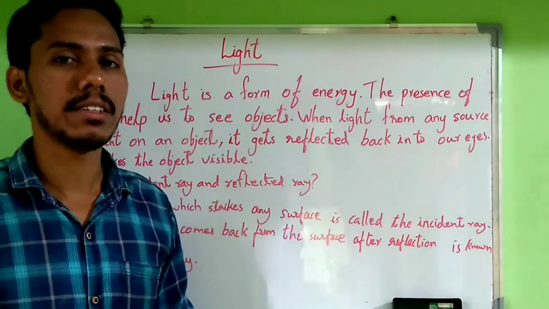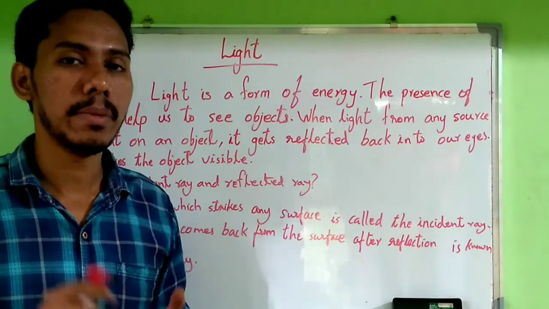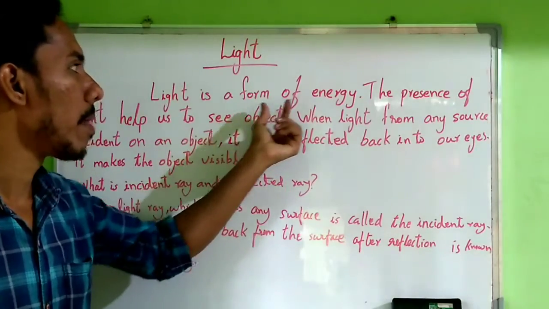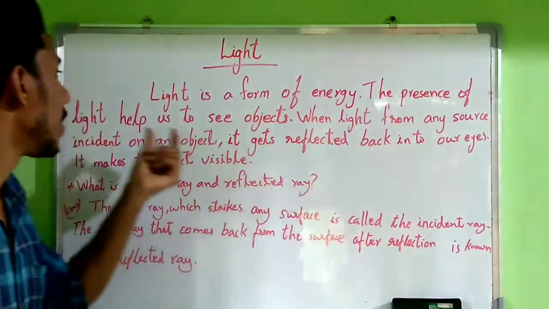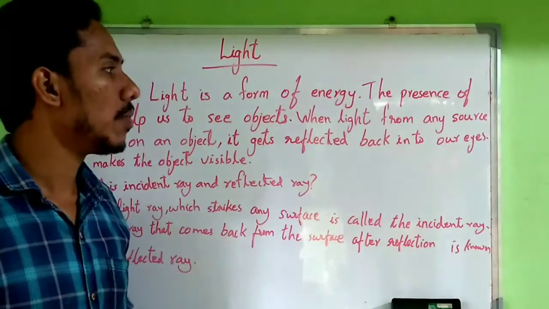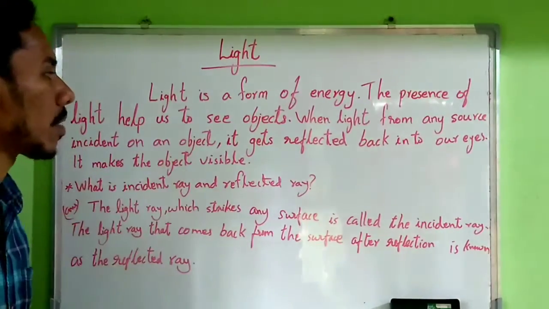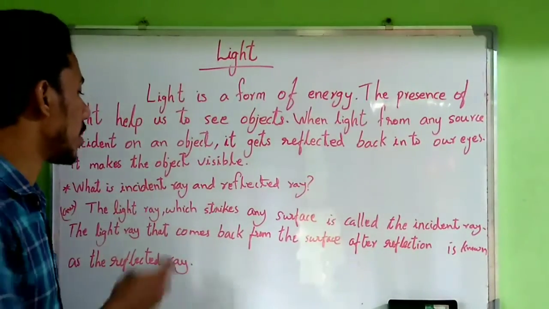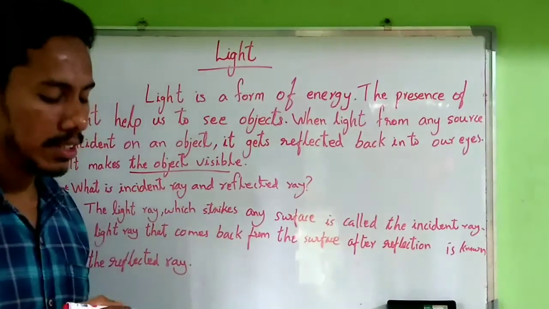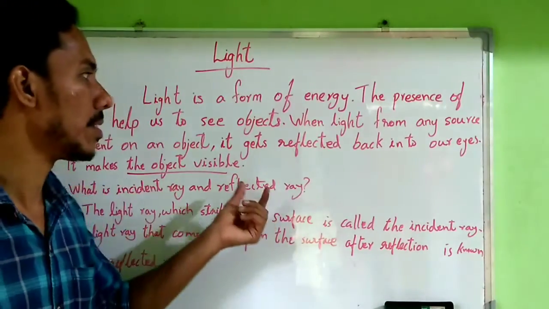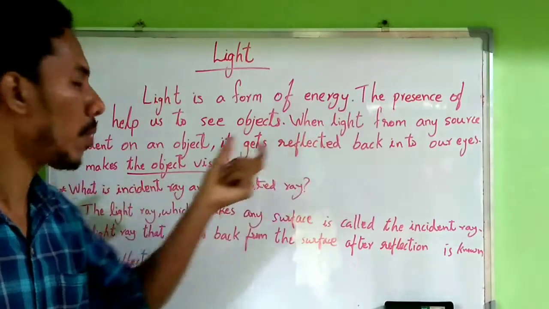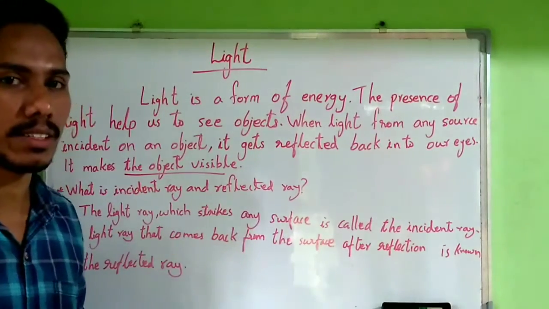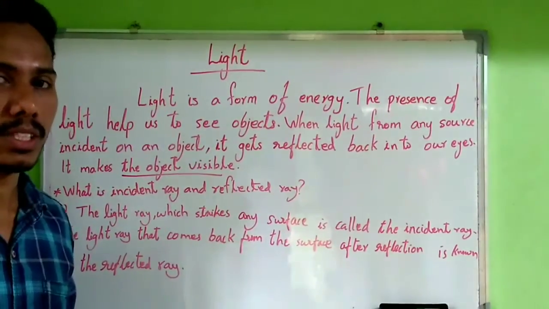Here in this standard, you have to study the basics of light. Light is simply a form of energy. The presence of light helps us to see objects. When a light ray from any source is incident on an object, it gets reflected back into our eyes. It makes the object visible. It is the way of our vision.